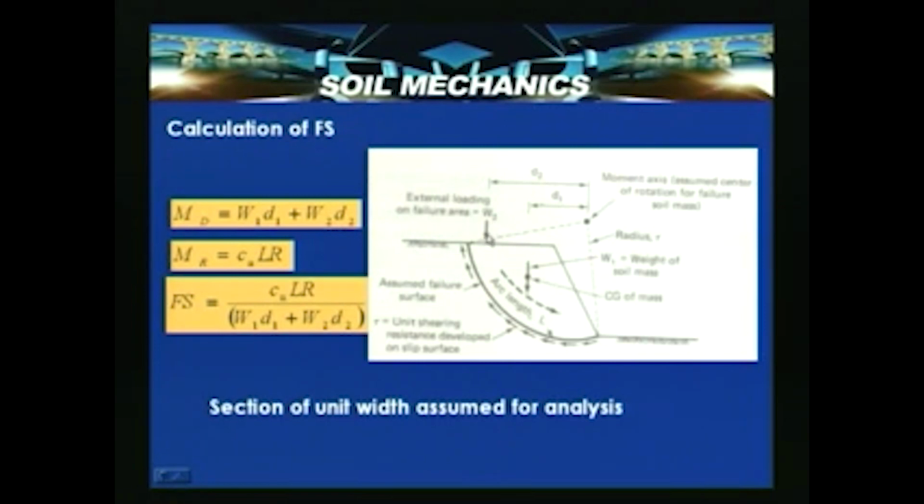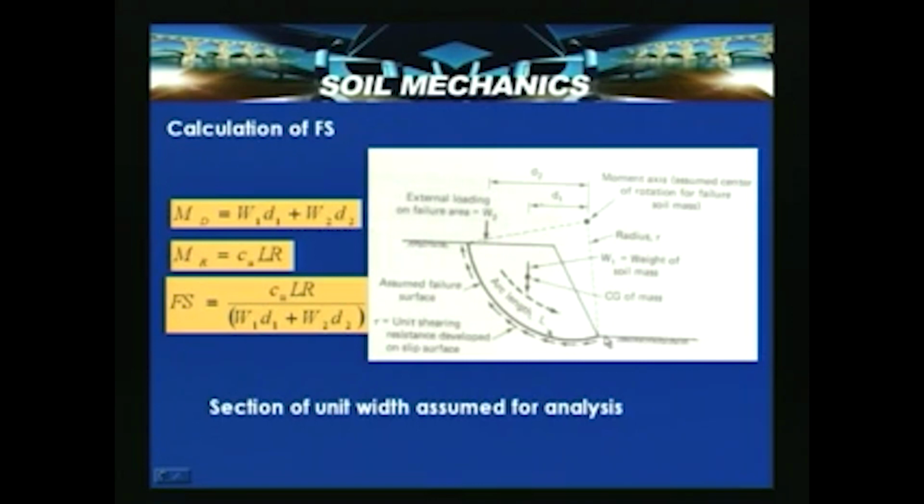So, we wanted to see the influence of this external loading on the stability of a slope. This is the assumed center of rotation for the failure soil mass, and D1 is the horizontal distance of the location of W1 from the center of rotation, and W2 is located at a horizontal distance D2 from the center of rotation, and tau or Cu is the shear resistance developed along the slip surface or failure surface.